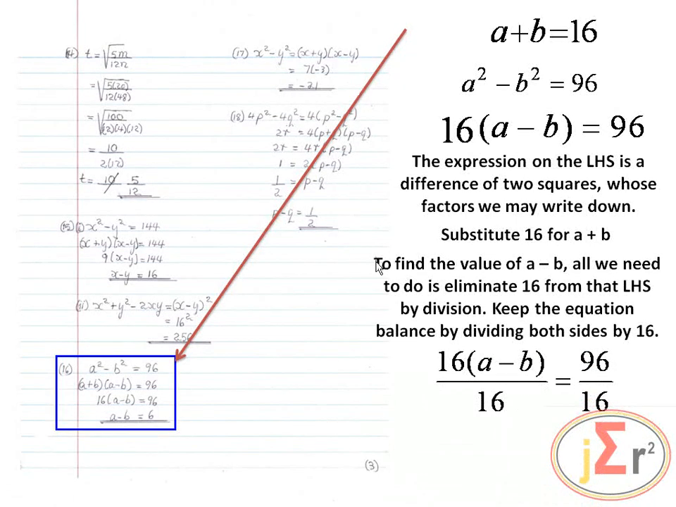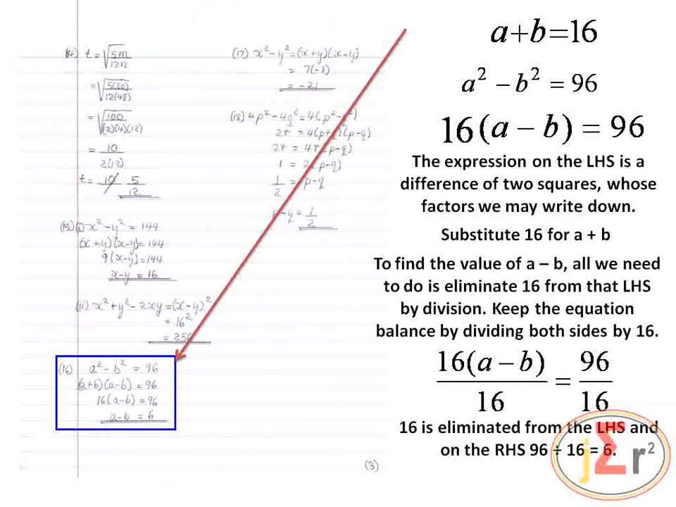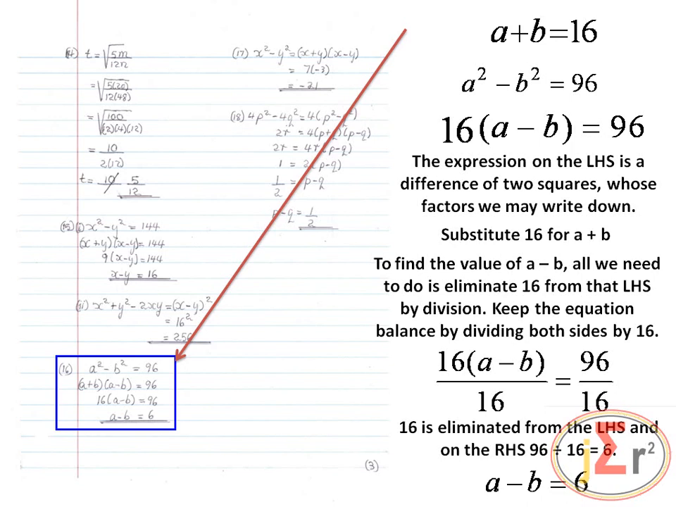16 times a minus b divided by 16, that will be eliminated from the left hand side, and on the right hand side we will have 96 divided by 16 is equal to 6. So a minus b is equal to 6.